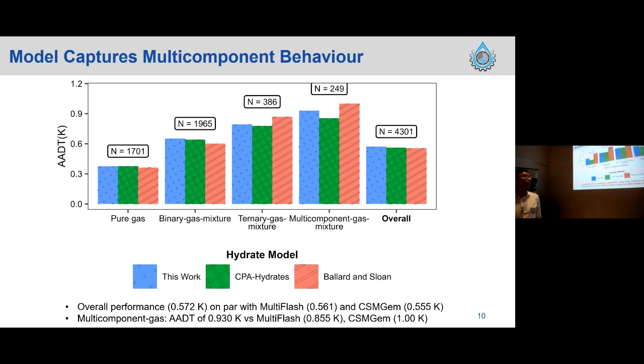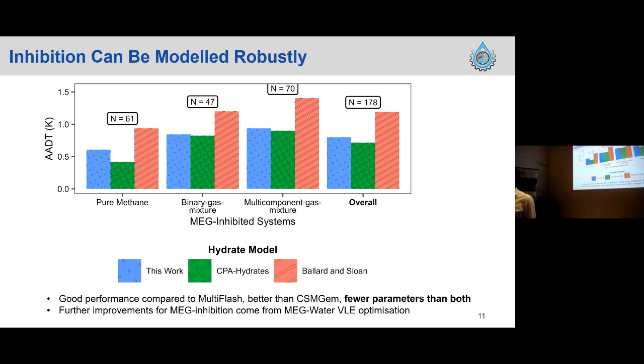If we then look at systems that have inhibition, we're mainly looking at systems with MEG at this point. Ranging from pure methane all the way to multi-component gas mixes, we can see that the performance of the new model presented here is very good compared to Ballard and Sloan, CSMGem, and on par with Multiflash at this stage. Further improvements for these types of systems will come with more experimental data that can improve the hydrate model itself, but we want to improve the accuracy for MEG systems in particular.